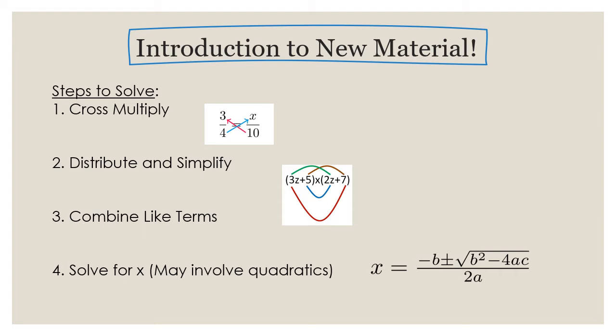Here are the steps we're going to use to solve these equations. Step 1, we're going to cross multiply. Step 2, we're going to distribute and simplify, so that could either be FOILing or just distributing one number. Step 3, we're going to combine like terms, and in step 4, we're going to solve for x, which may include having to use the quadratic formula.